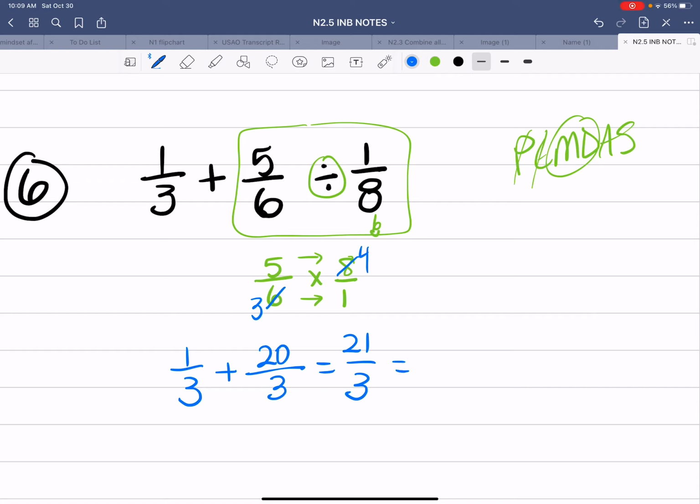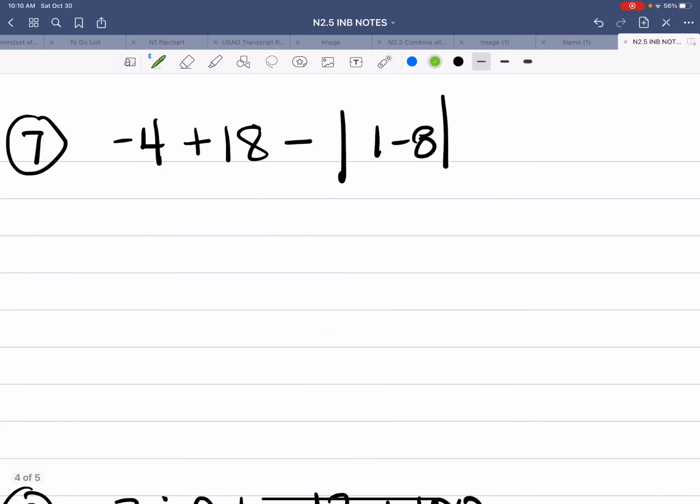You can either box top it to get your whole number, but I'm going to do this to show you. 3 goes into 3 once. 3 goes into 21 7 times. Okay, so it's just 7/1 or 7. So problem number 6, the answer is 7. Let's look at problem number 7.